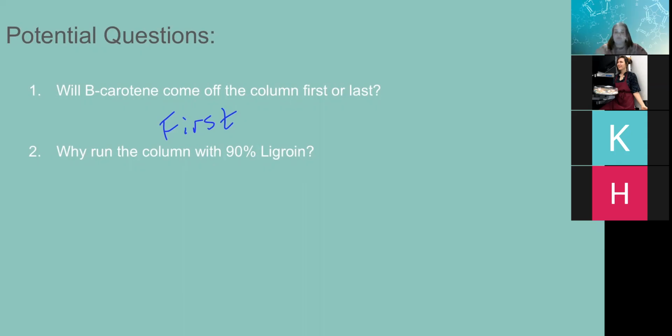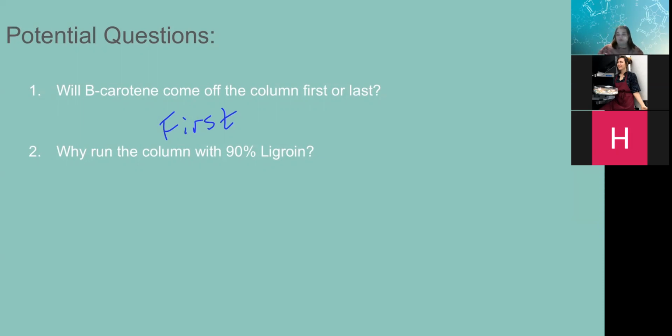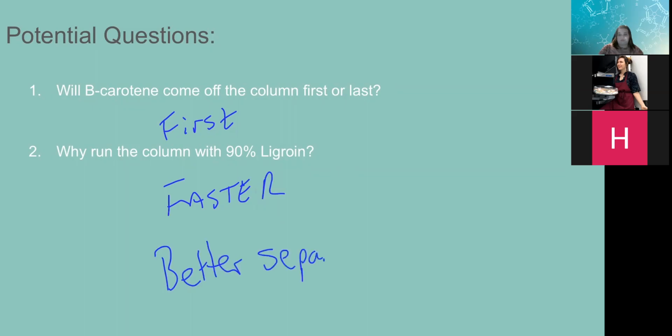Why do we run the column with 90% Lidocaine? I actually just touched on this a bit. We use 90% Lidocaine as opposed to 100% Lidocaine because it will be faster. And if you look at Dr. Hossain's slides, he also indicates that it gives you a better separation. Like I said, guys, I watched all your lectures the past 2 days. So I crash coursed your course just to make sure that I knew what I was talking about. So we run it with 90% Lidocaine because it's going to be faster, and the separation is going to be much better so that we can really get pure beta-carotene.